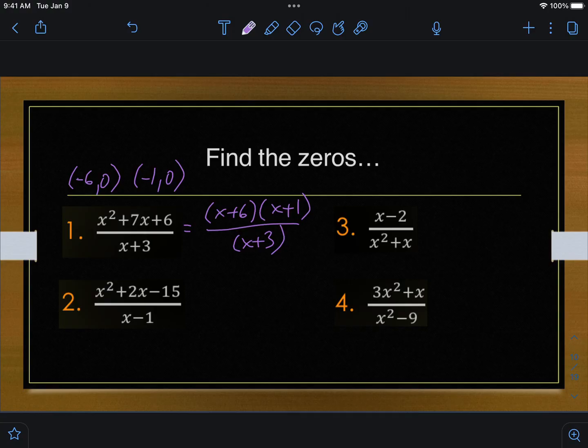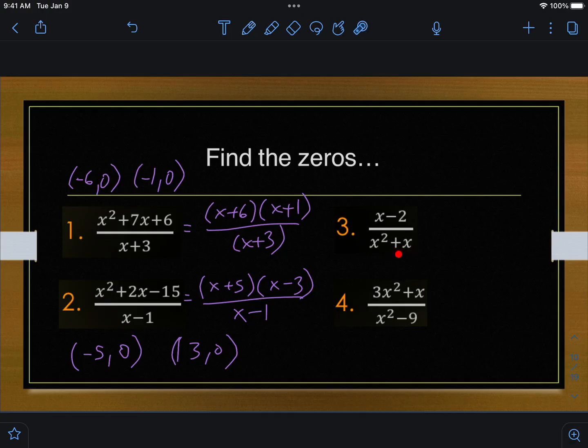All right, for number 2, that's going to be x plus 5 and x minus 3 on top. Multiplies to -15, adds to +2, over x minus 1. Again, nothing cancels out. And our zeros, one of them is going to be the point -5, 0 for the x plus 5, and the other one is going to be 3, 0 for the x minus 3.